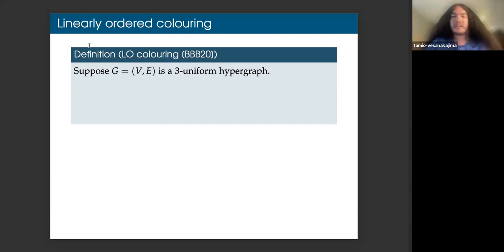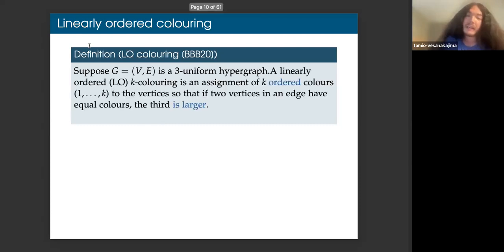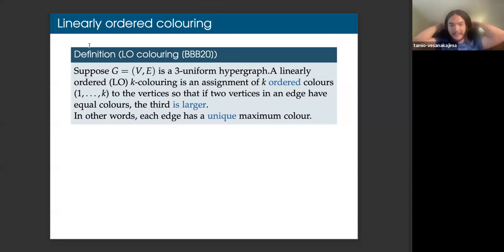So what is a linearly ordered or LO coloring? Suppose I give you a 3 uniform hypergraph. This means that every edge contains exactly 3 vertices, but it might be the case that 2 of the vertices are equal. In that case, the multiplicity matters, basically. But you have 3 vertices in each edge. A linearly ordered coloring with K colors is an assignment of these K colors that have an order on them. So you think of them as 1 to K, so that for every edge, if 2 values in the edge have equal colors, the third one is larger. An equivalent way of stating this is that every edge has a unique maximum color.